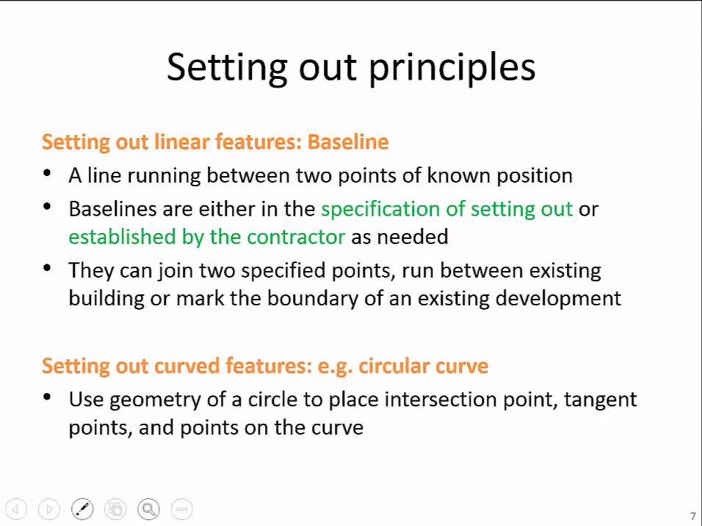The other method is to set out curve features, so circular curve, and for this you use the geometry of a circle to place intersection points, tangent points, and the intermediate points in the curve so that you can see, actually physically see, the route that the curve is going to take and the road curve is going to go.